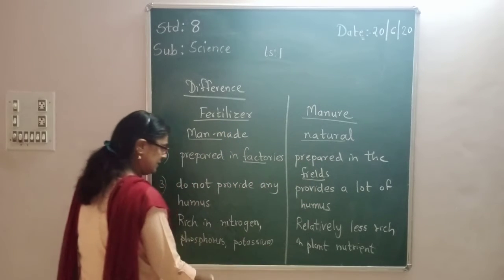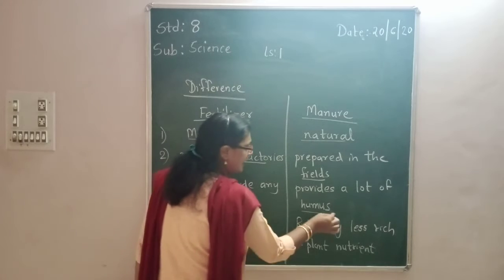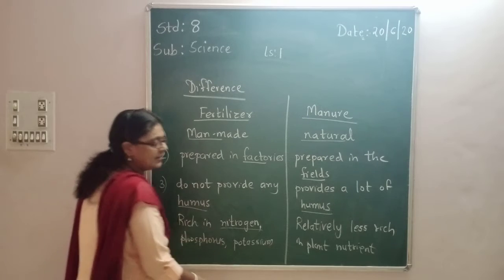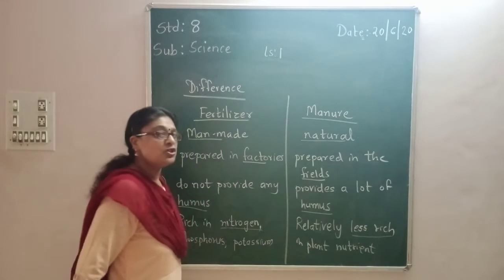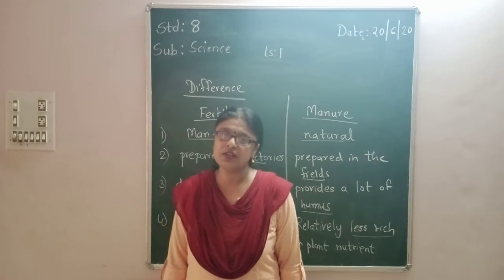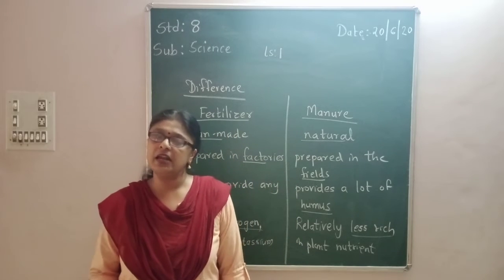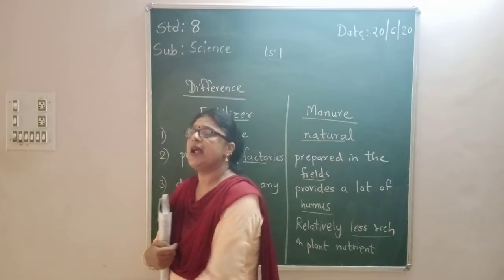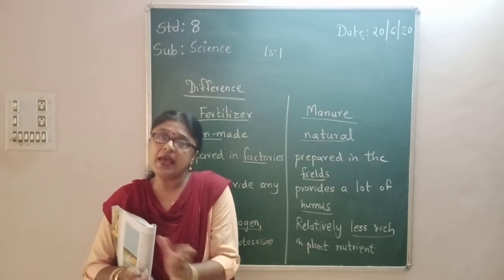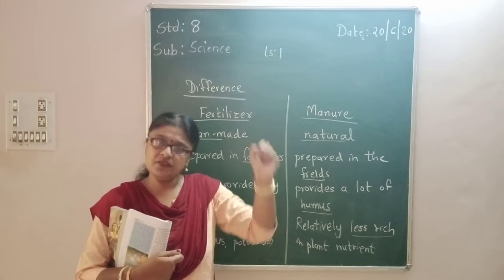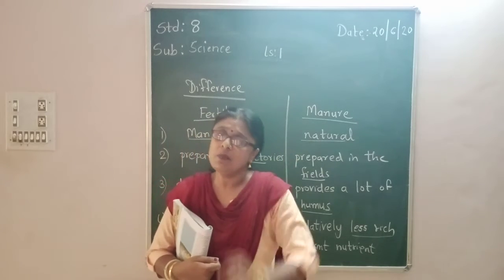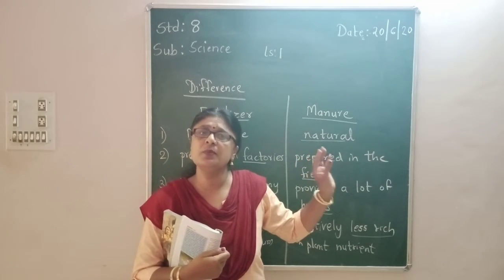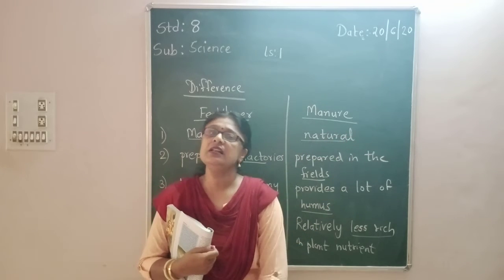Factories, fields. Humus, in both the sides you have to remember humus, and then rich in nitrogen, relatively less rich. So if you just remember the keywords, children, you will be able to write down the differences. Suppose I just remember the keywords man-made and natural, so I can prepare the point by myself that fertilizer is a man-made soluble salt and manure is a natural substance.